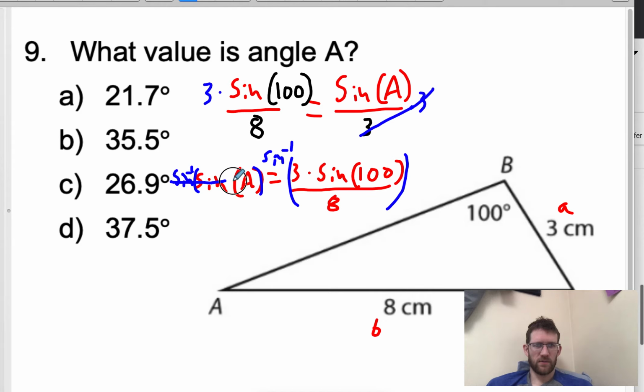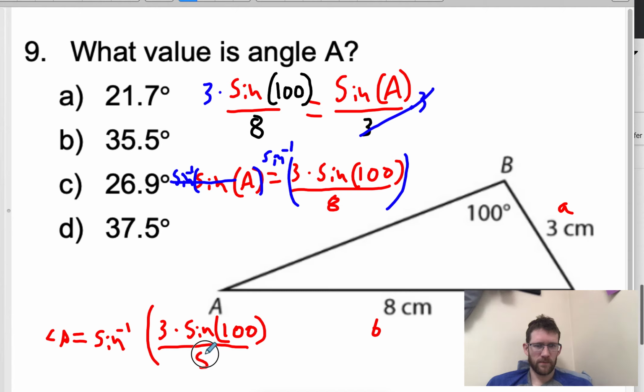These cancel each other out. And I'm left with angle A is equal to this thing, the inverse sine of 3 times the sine of 100 divided by 8. So the inverse sine of 3 times the sine of 100 divided by 8.